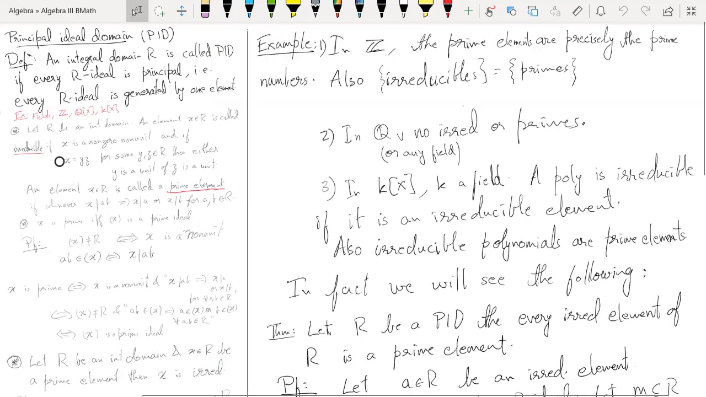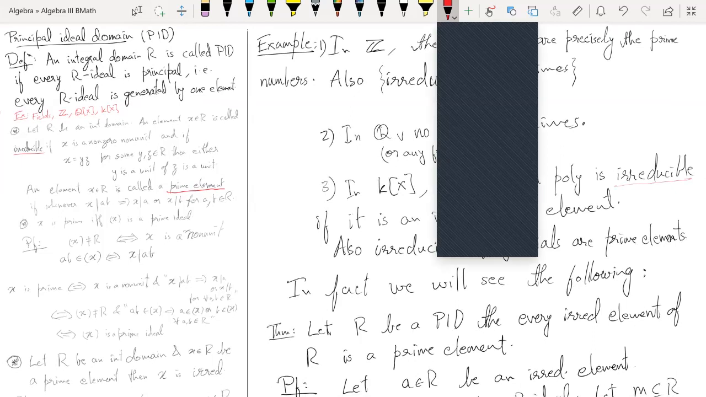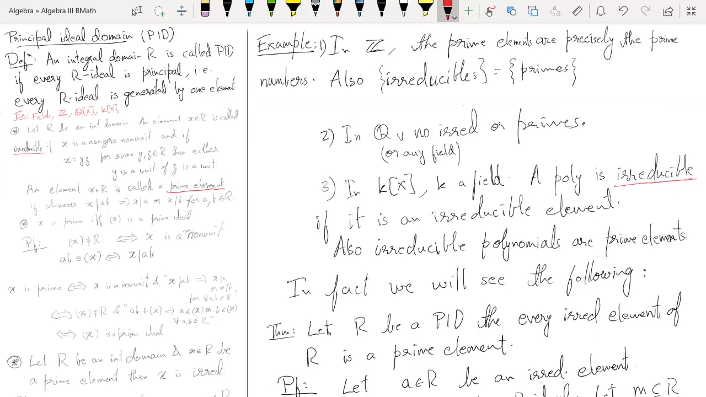Now the third is a polynomial ring in one variable over a field. So in K[x], where K is a field, a polynomial is irreducible if it is an irreducible element. Maybe you can think of it as a definition of an irreducible polynomial. So a polynomial is said to be irreducible if it is an irreducible element of K[x]. That means you can't write it as a product of two non-zero, non-constant polynomials.